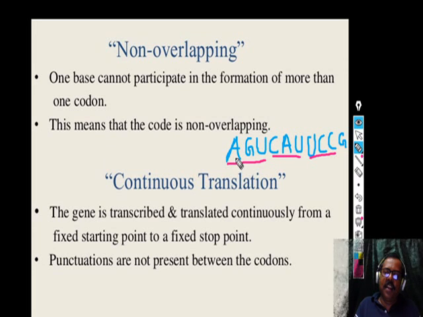They are read as a set of three bases. You cannot consider a codon to be overlapping, because if it is non-overlapping, then the first codon is AGU, then the second codon is CAU, then UCC. But if it is overlapping, then the first codon is AGU, then the second codon would be GUC.